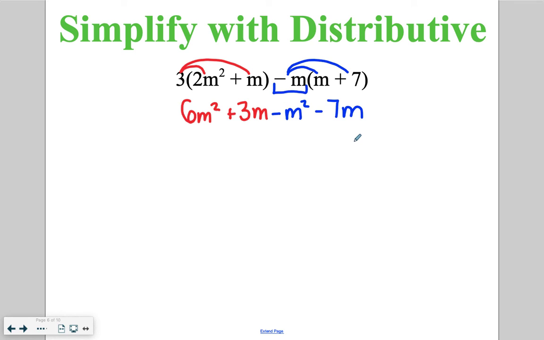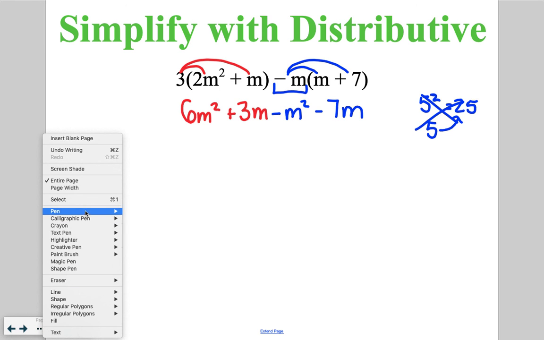Remember that like terms are things with the exact same variable. Remember that if a variable has an exponent, that's not the same as the variable without the exponent. Because if m was equal to, let's say, 5, 5 squared is equal to 25, and 5 by itself is not the same thing as 5 squared. So we can't add those together.